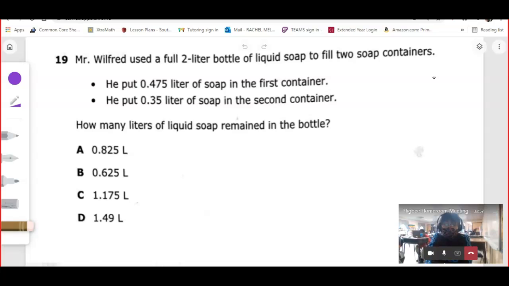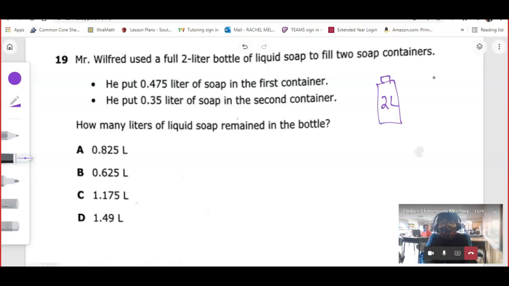Okay, so it always helps me if I kind of draw a picture. Okay, the first sentence is telling me he has a bottle. Here's his bottle. Okay, this is a 2-liter bottle, so 2 liters of soap. Okay, what does he do with the 2 liters of soap? Israel, what does he do with the 2 liters of soap?